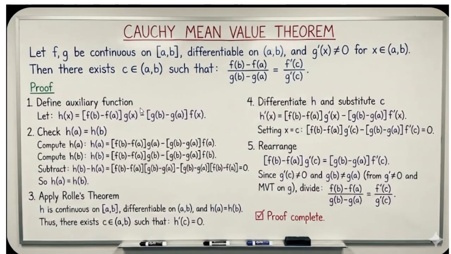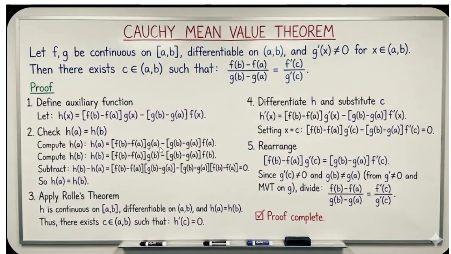We consider an auxiliary function h of x is equal to f of b minus f of a into g of x, minus g of b minus g of a into f of x. Now what happens? Here f of b is constant, f of a is constant, g of x is continuous, and f of x is continuous and differentiable in the open interval. This entire function h of x is also continuous in the closed interval a comma b and differentiable in the open interval a comma b. Therefore, check h of a and h of b.